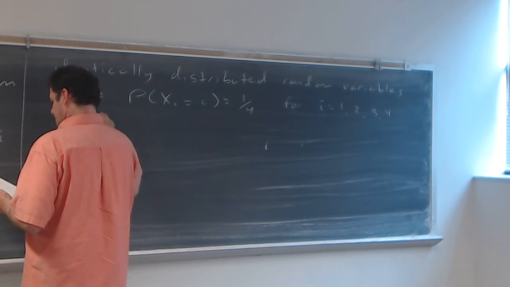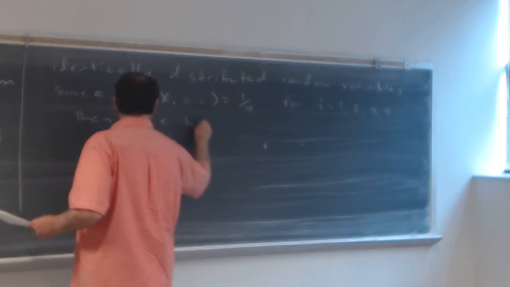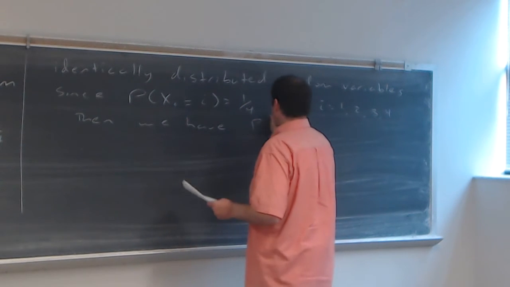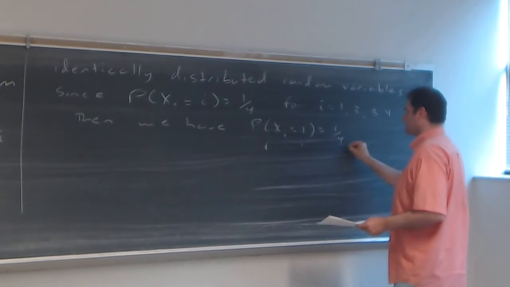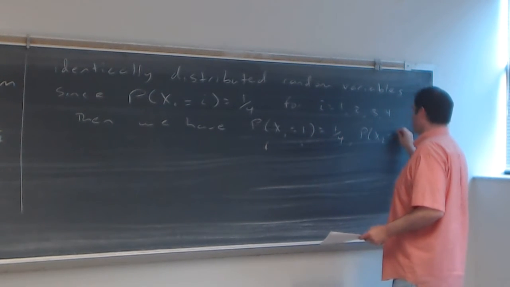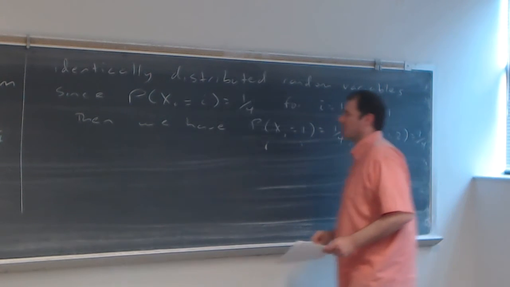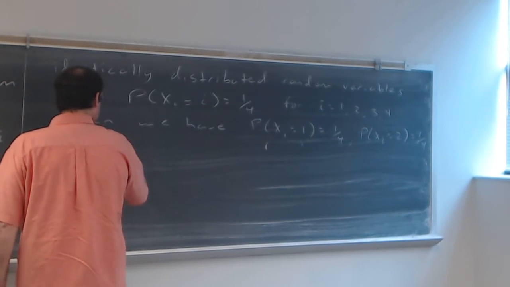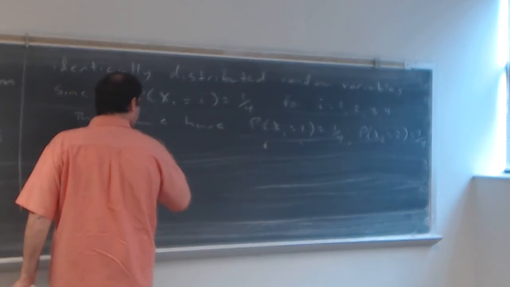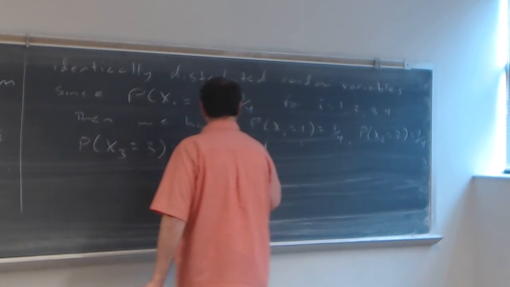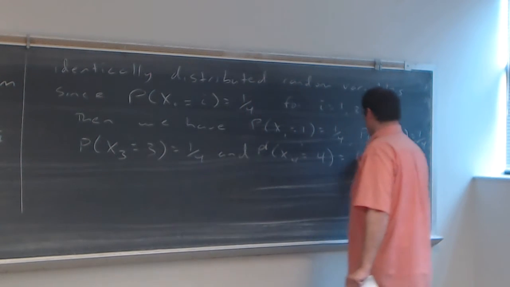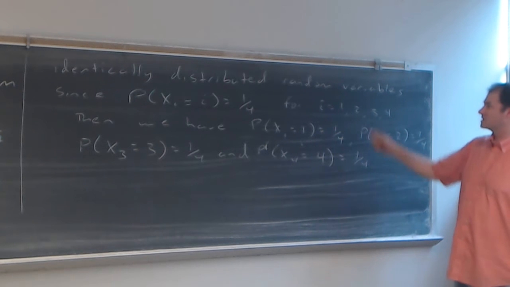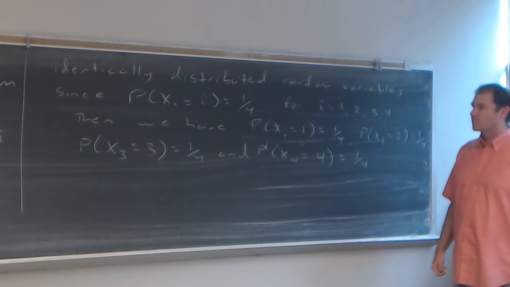Then we have the probability that X of 1 equals 1 equals 1/4. That's what this means. The probability that X of 2 equals 2 equals 1/4. The probability that X of 3 equals 3 equals 1/4. And finally, the probability that X of 4 equals 4 equals 1/4. Now, let's not forget these random variables are identically distributed.